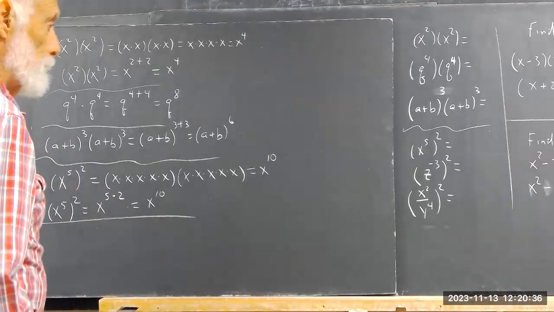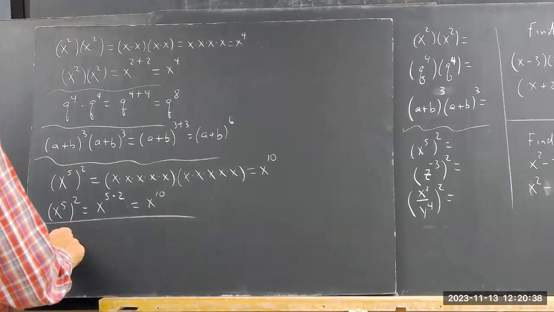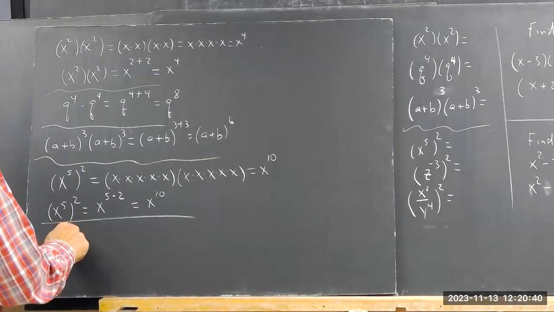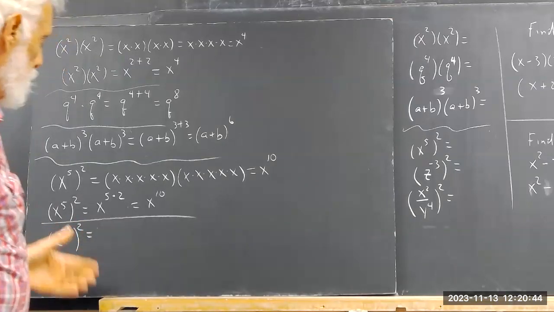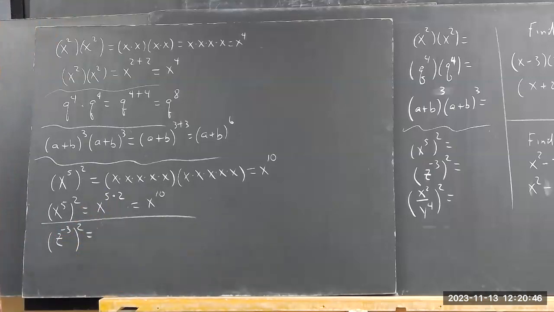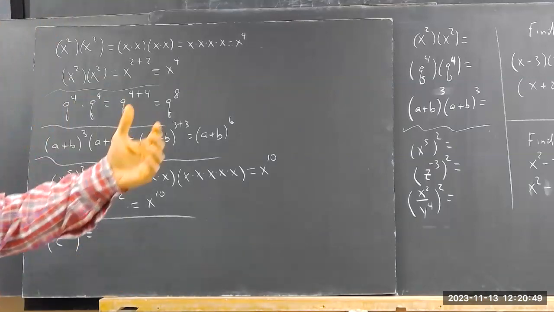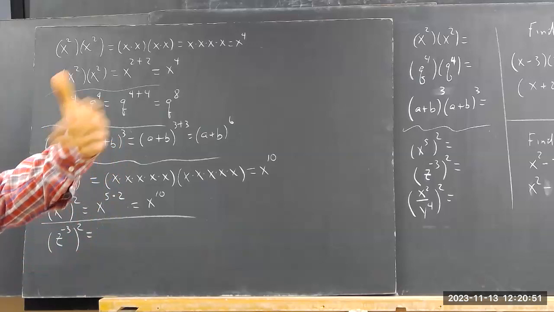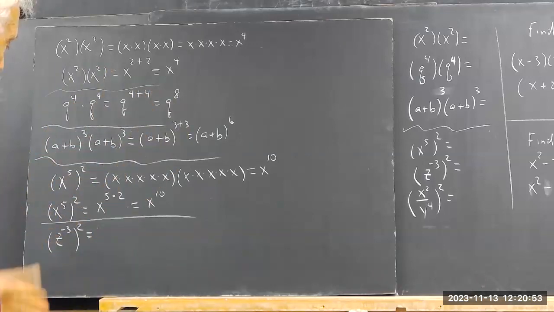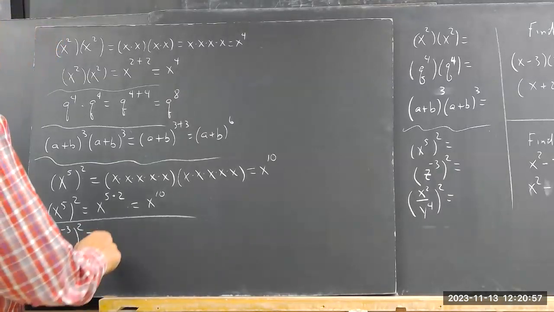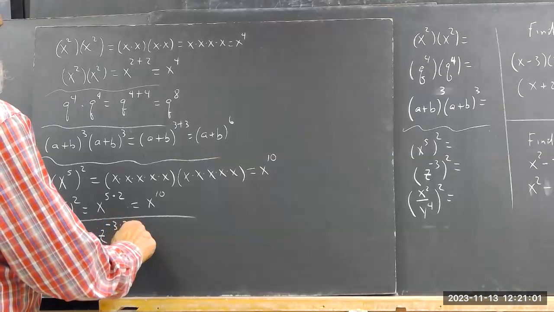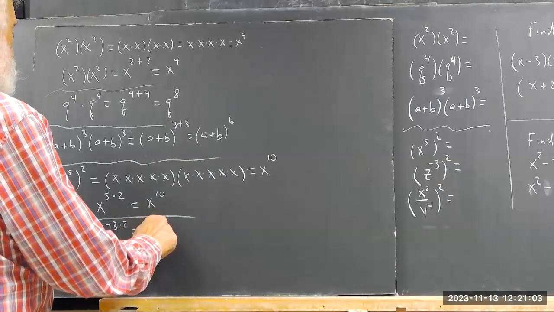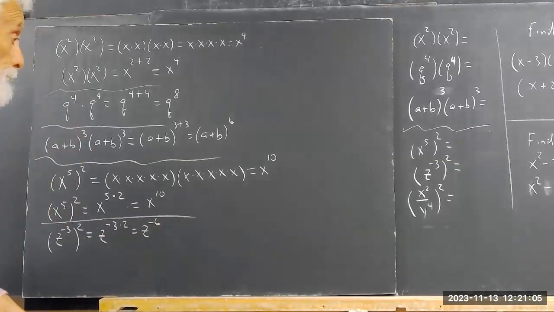Now, using the same reasoning, you don't have to write out z to the negative 3rd. That'd be 1 over z cubed and so forth. It'd be a little bit of a pain to write it out. You can still use the rules of exponents. That's z to the negative 3 times 2, which is z to the negative 6th.